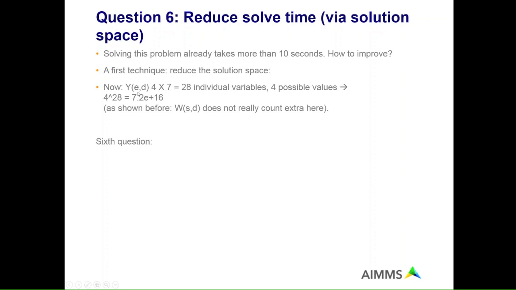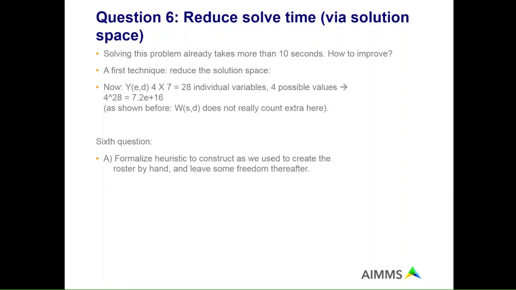As I told you, we have a shift variable, which has 21 individual variables. Each individual variable has 4 values, so we have a solution space in the order of 10 to the 16. And that is really a lot of solutions, and we don't want to go through all of them. So how can we reduce this number?